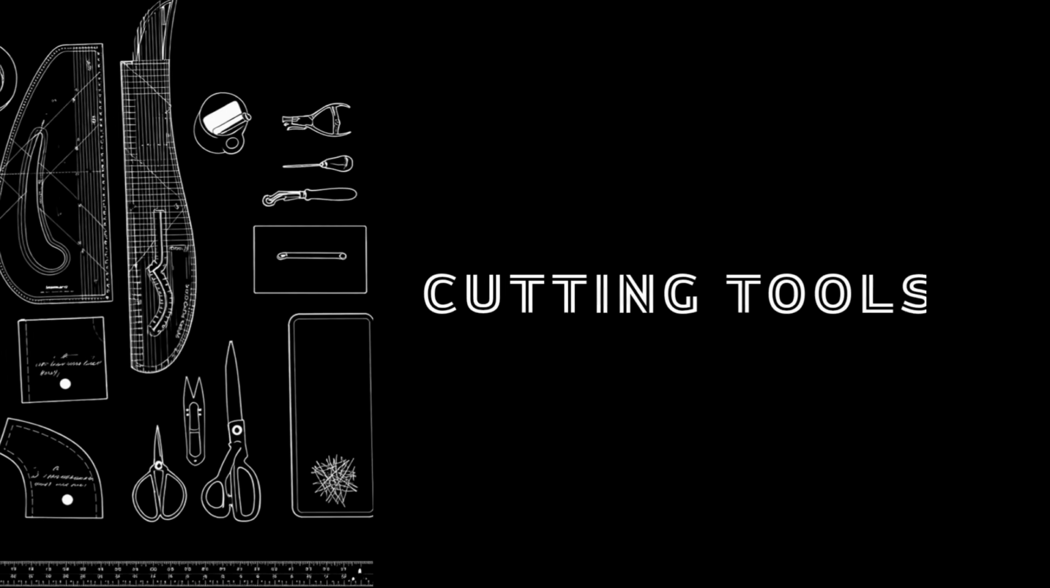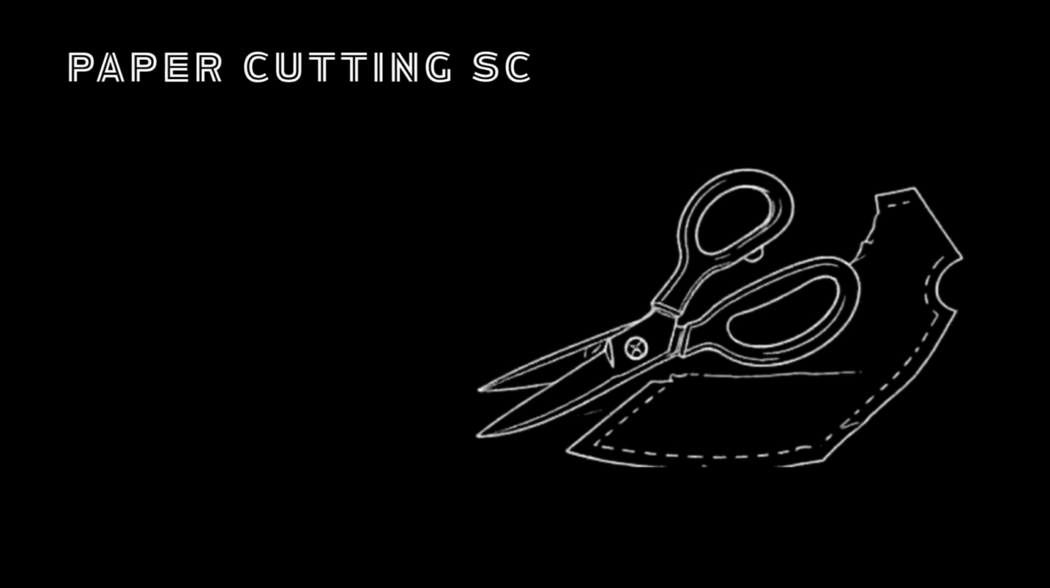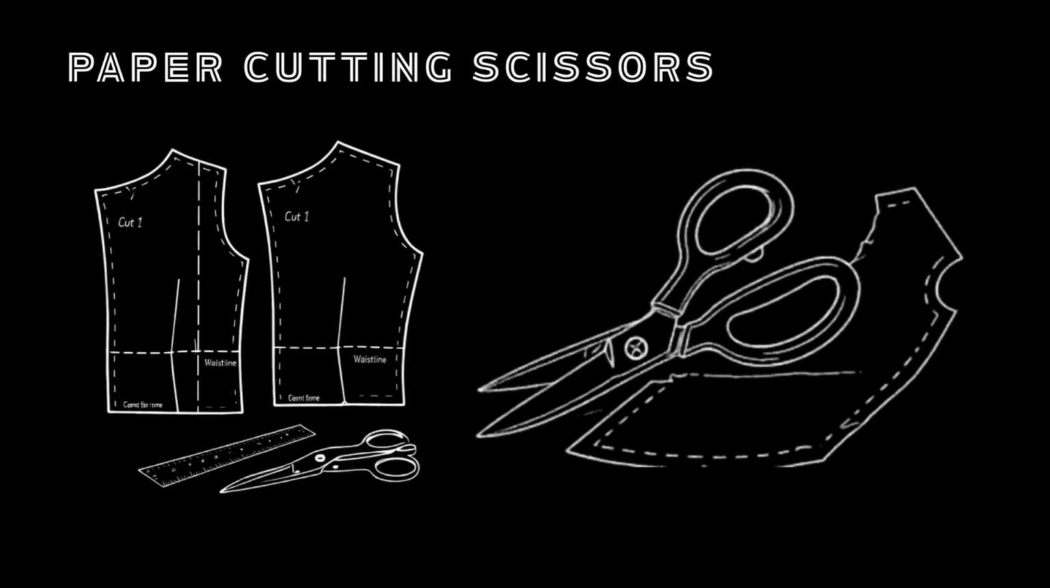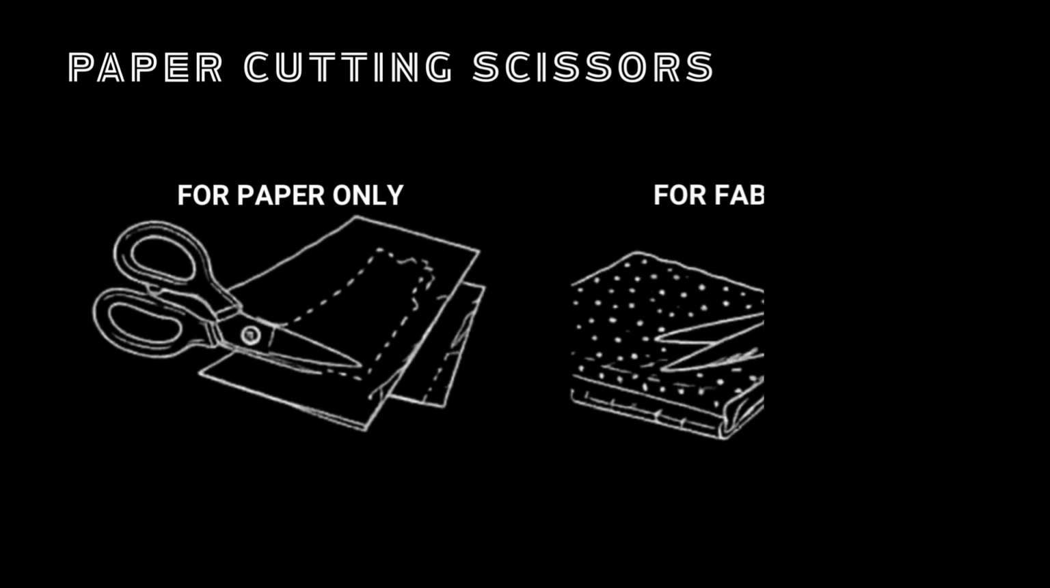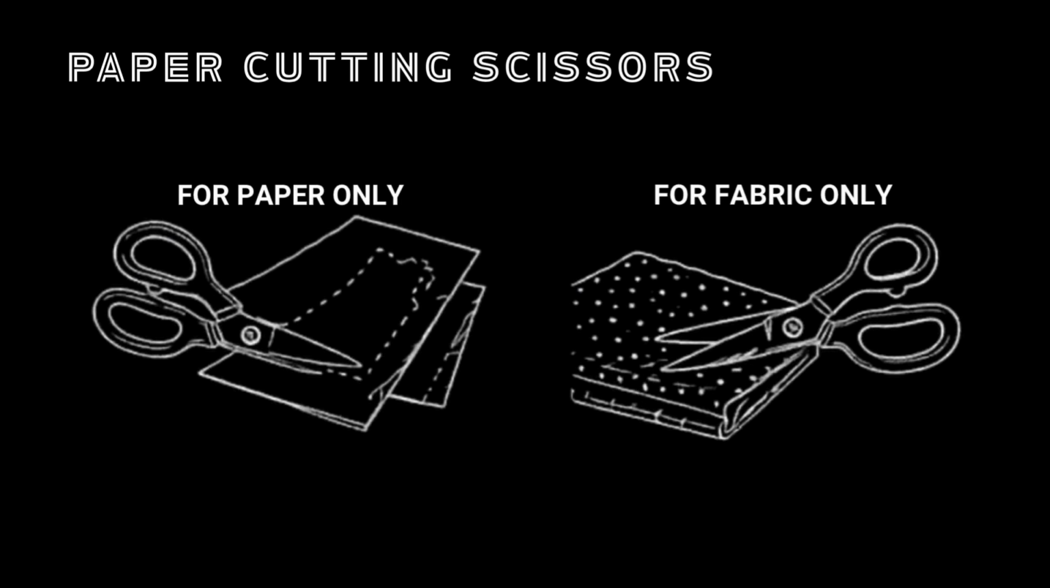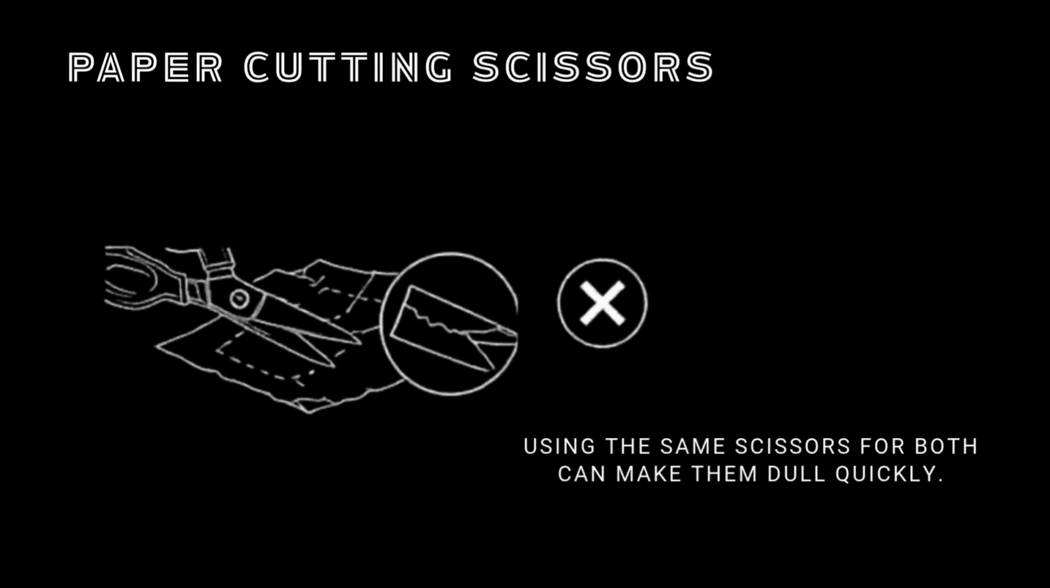Next we come to the cutting tools. These are the tools which we use to cut the pattern paper properly. The very first tool is paper scissors. Paper scissors are used to cut the pattern paper. It is important to keep separate scissors for paper and fabric. Using the same scissors for both can make them dull quickly.